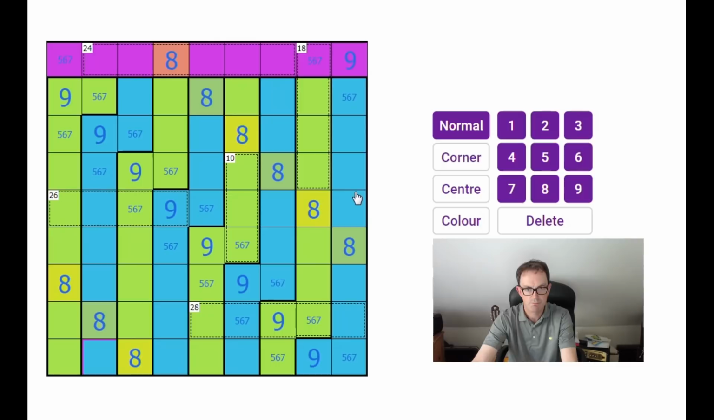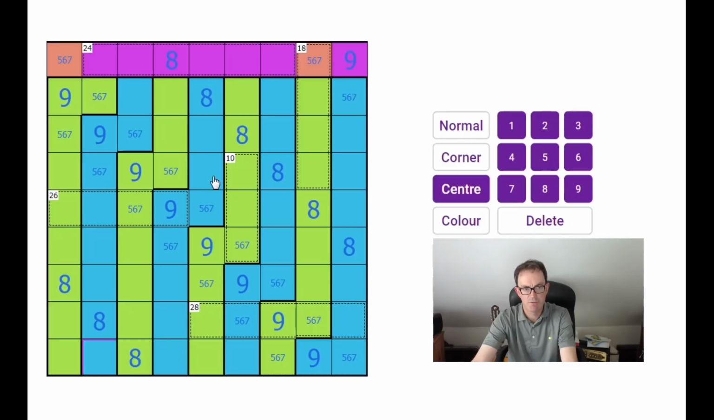Now, we also know now that these two cells are going to have to be 5 and 7 in order to give us our 21 total. So all of the 5, 6, 7 cells in the grid, we can remove a 6 from. So let's also do that. Okay, that's looking good.